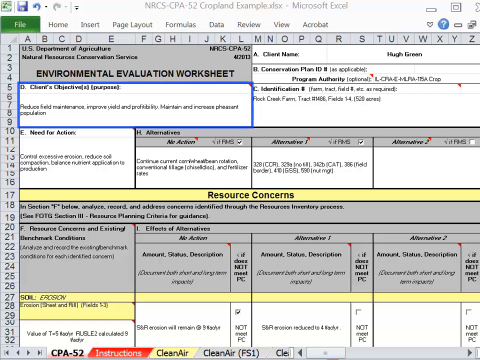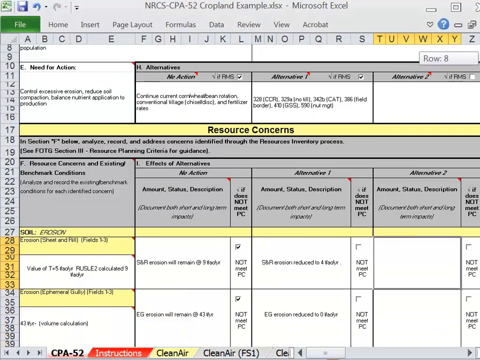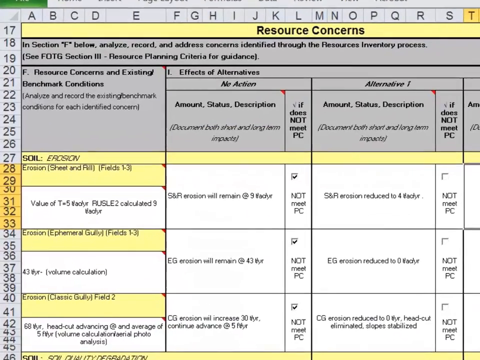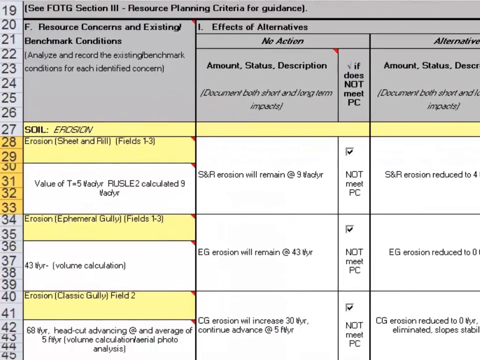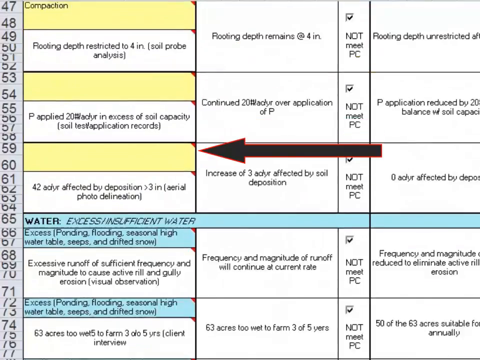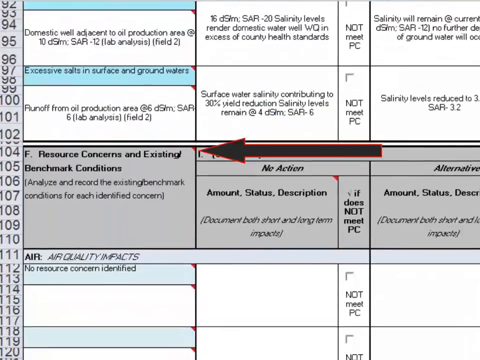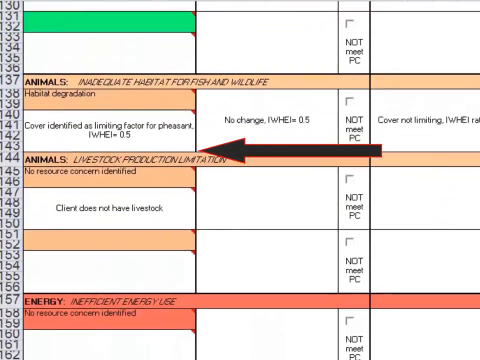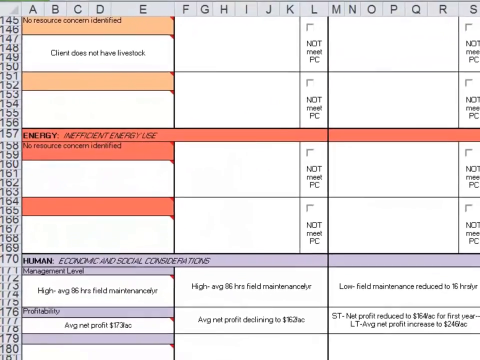At that time, Section D was fluid as Marie had yet to get a clear determination of Mr. Green's objectives. Also, Section E would have been unknown given that she had yet to visit the farm and identify problems. In Section F, Resource Concerns, using field notes, measurements, and guidance from her state's resource concerns and planning criteria, Marie documented the resource concerns' benchmark conditions.